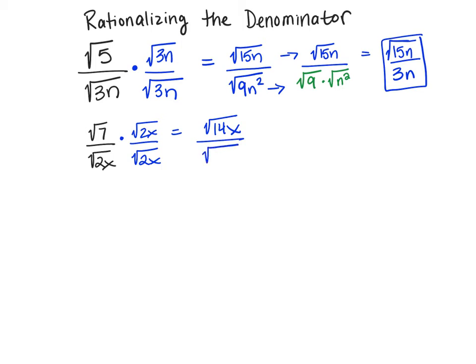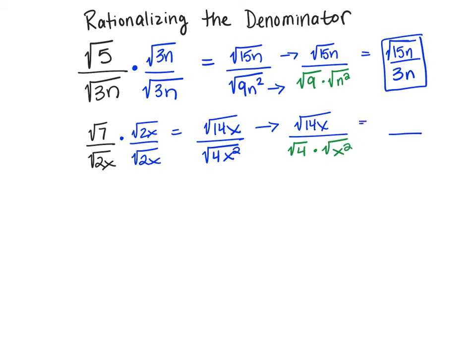On the bottom, it will give you the square root of 4x squared, because 2 times 2 is 4, x times x is x squared. So again, the 14x won't simplify into any perfect squares, so that's going to stay the same. So we have root 14x. And then we can break up the denominator into the square root of 4 times the square root of x squared.